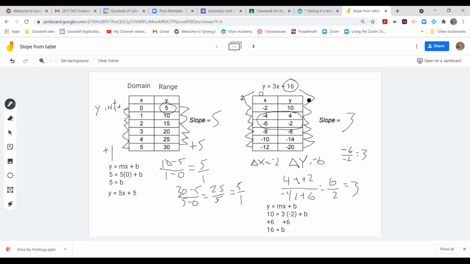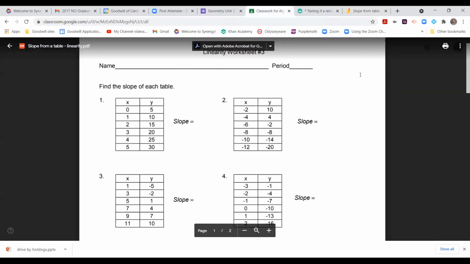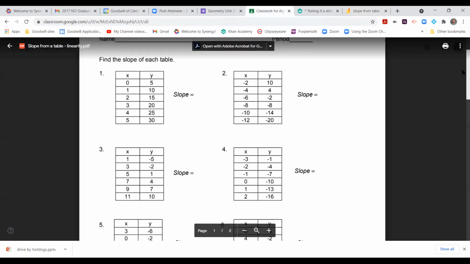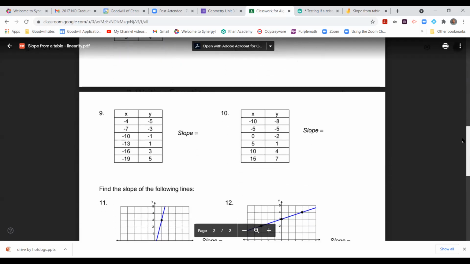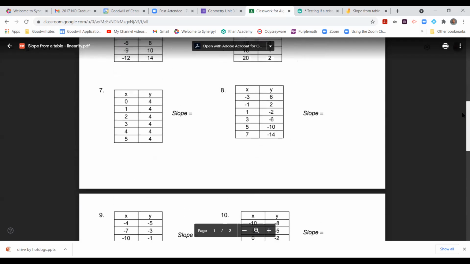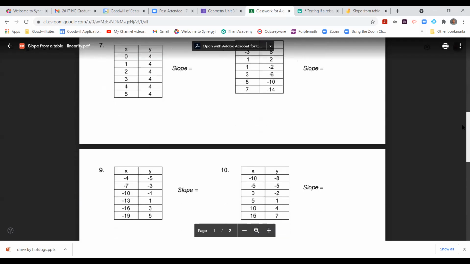Okay. Questions, anybody? And that's really all there is to all of this stuff with tables. You know, as many different examples as you can imagine. It's all the same process again and again. Yeah, Tony?